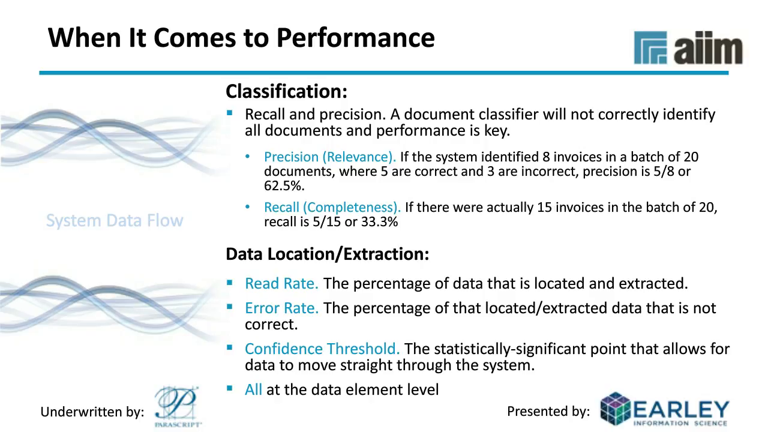One is the precision of that system, the relevance of the system being able to apply correct classification on documents. For example, you have an invoice processing system you want to classify by vendors, regardless of your approach in doing that. You have a batch of 20 documents, 5 are correct and 3 are incorrect. You can read it here. The precision is 5/8 or 62.5%.